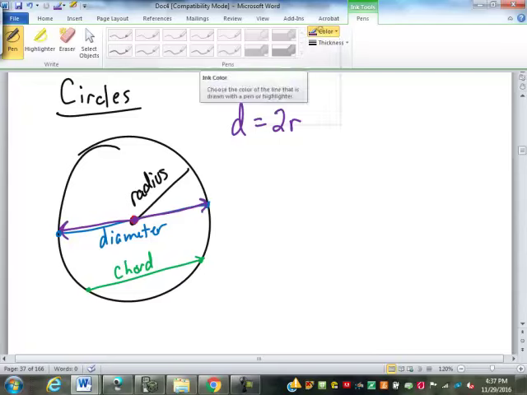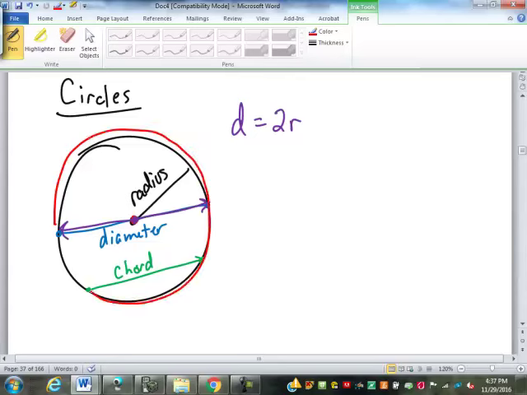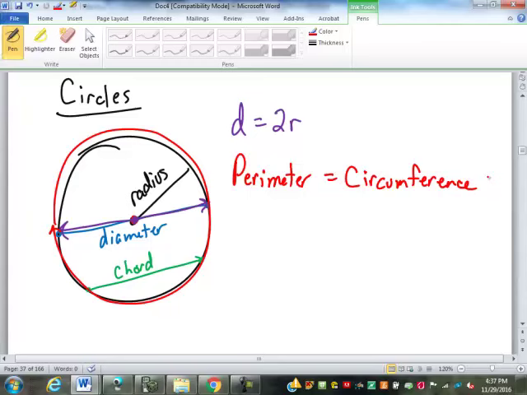A little bit more complex, the distance around the outside of a circle, or the perimeter of the circle, is what we call the circumference. To circum means to surround. To circumnavigate the globe is to go all the way around the world. So it means to go around. Circumference is the distance around the circle.